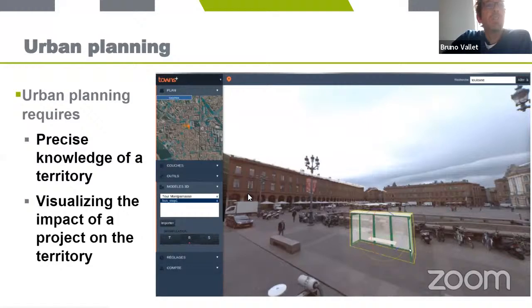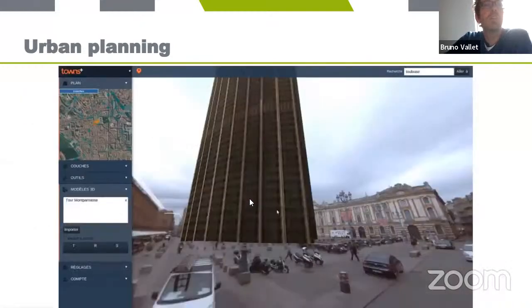So finally, I'm going to talk a little bit about applications of 3D city models. One of the standard applications of 3D city modeling is urban planning. Urban planning requires a precise knowledge of your territory, and in urban planning, you also want to visualize the impact of a project on your territory. There are some examples of how you can do that.